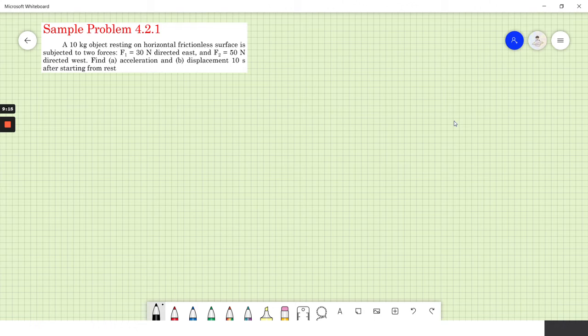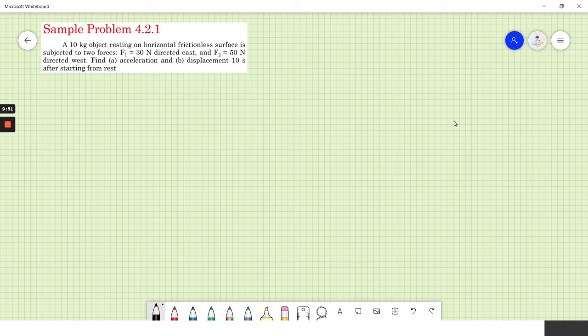A 10-kilogram object resting on a horizontal frictionless surface is subjected to two forces. So we have force 1, which is 30 newtons, directed to east. And then we have force number 2, 15 newtons, that is directed west. Ang hinahanap natin is find the acceleration and the displacement 10 seconds after starting from rest. So let's first write our given.